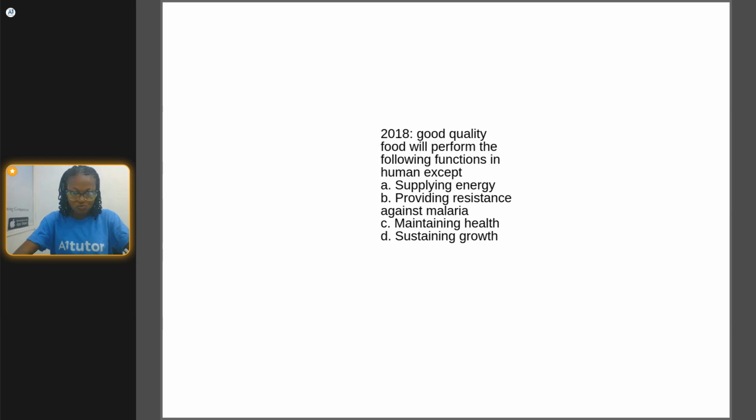Which happens to be the last question for today. And this is a 2024 question. This question is a little bit tricky, but if you look at the question very well, you will be able to pick the right answer. Okay, so this last question seems tricky, but you just need to be calm before you pick your answer.